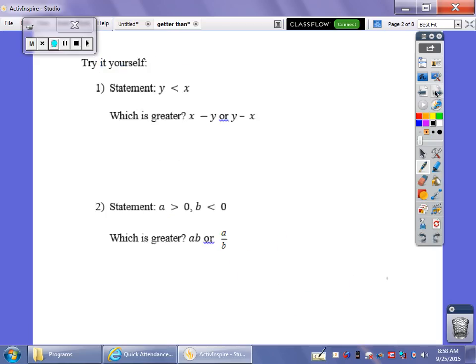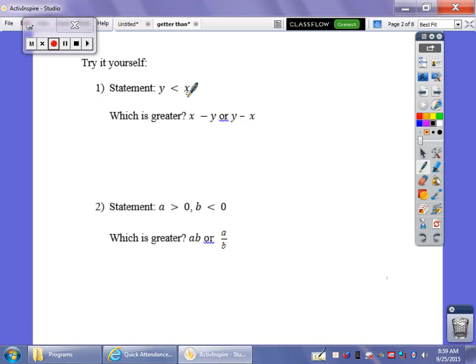We'll do the next one together. The statement we're given is y is less than x. So the value of y has to be less than x. So if y is 5, x is anything larger than 5: 6, 7, 8, 9.5, 22.3, 600, 8 million, anything greater than y.